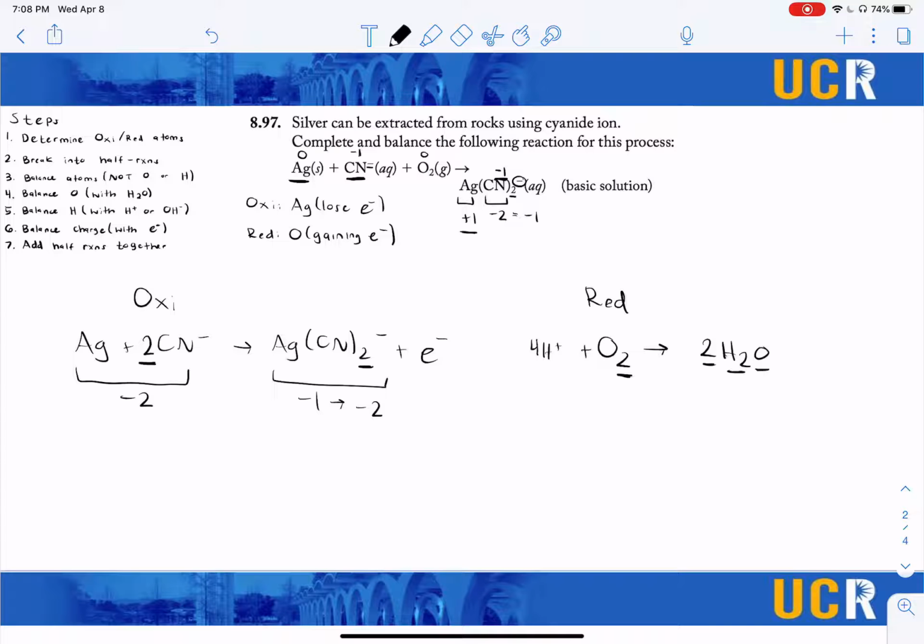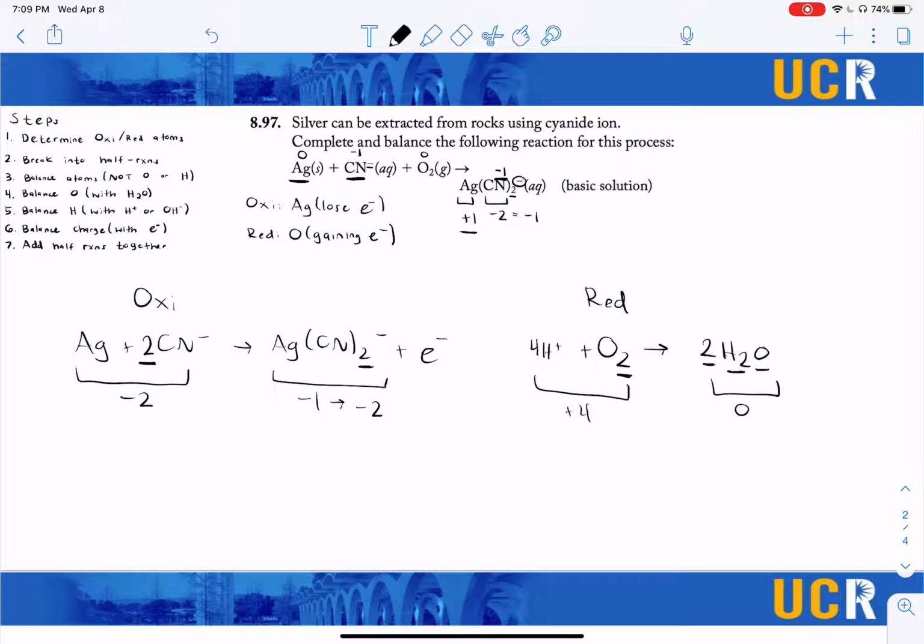So now all the hydrogens are balanced. Perfect. And if we look at the charge, we can see that this has a +4 charge, and this water has a net charge of just 0. So now we have to balance the charges.